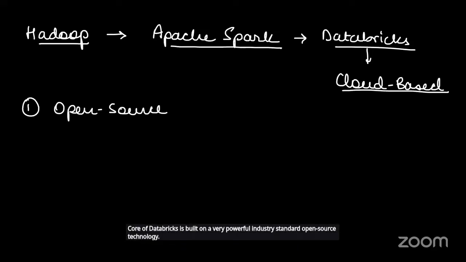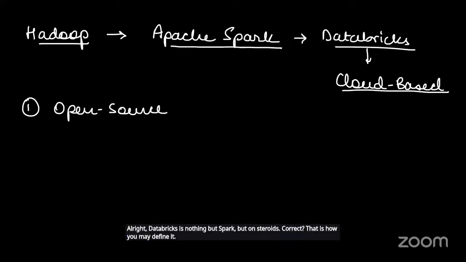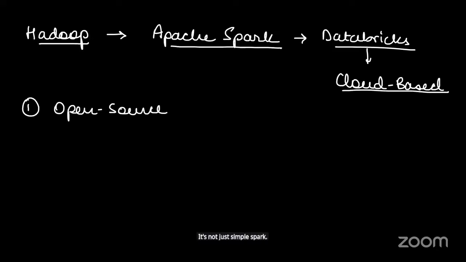That means companies are not locked into a proprietary system. That is Apache Spark. Databricks is Spark. Databricks is nothing but Spark, but on steroids. That is how you may define it. It's not just simple Spark, it is Spark on steroids. It gives you a fully managed, highly optimized version of Spark that is faster, more reliable, and easier to use than the open source Spark that you have.